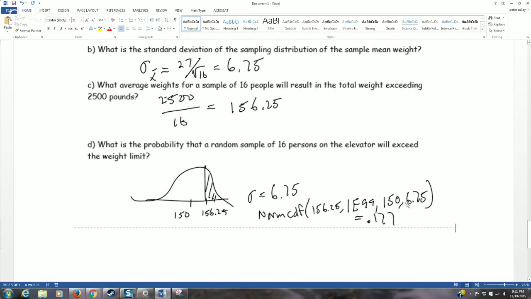And when I type that in, the calculator spits back out 0.177, which is kind of like 18%. So according to what they expect, 18% of the time, 16 people are going to get on and they're going to exceed this weight limit. So anyways, that's how that one works.